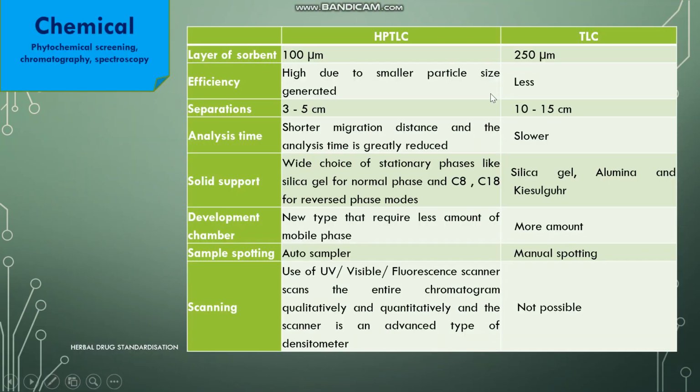Next one is the difference between HPTLC, high performance thin layer chromatography, and thin layer chromatography. So this is a comparison sheet of HPTLC and TLC. As you can see for the layer thickness, in HPTLC we generally use a thickness of 100 micrometers and in TLC it is 250 micrometers. Next is the efficacy. Yes, HPTLC has higher efficacy, while TLC is less efficacious. Basically, HPTLC is a more advanced form of TLC. In this we are using some sophisticated instruments and manual work is very little, but over here we have to do everything manually.